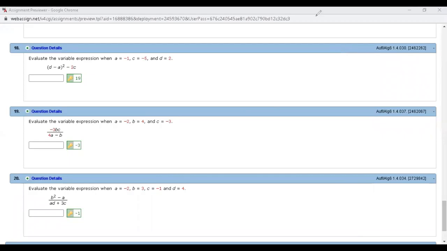So let's look at these last 3. And what I like to do sometimes, this is a little tip for you all, I like to rewrite the expression and put in where my variables are going to go.